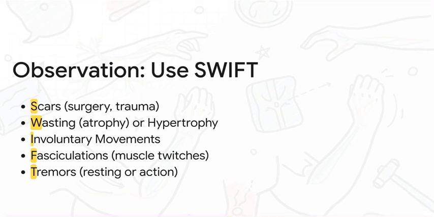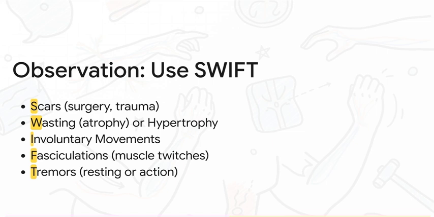S is for scars, pretty straightforward. W is for wasting, muscle atrophy. This is a huge clue that might point to a lower motor neuron problem. I is for involuntary movements. Think about that dance-like movement or chorea you see in Huntington's disease. Now, F is for fasciculations. You really have to look for these. They're these tiny, subtle, worm-like twitches right under the skin. Super easy to miss, so get in there and look closely.